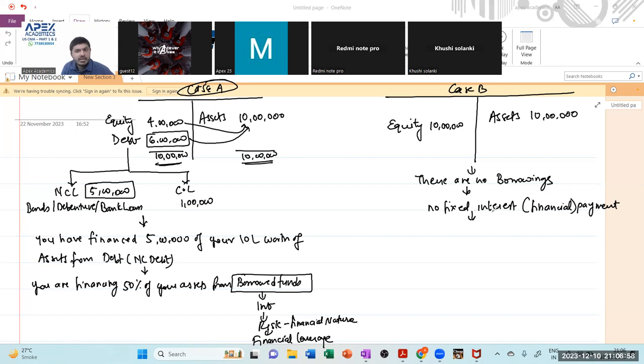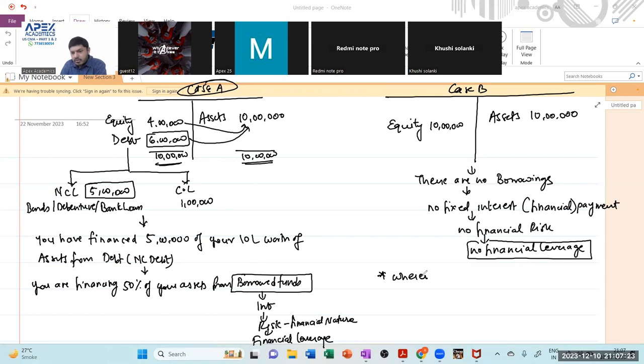Agreed or disagreed? Therefore, there is no financial risk. Therefore, there is no financial leverage. Agreed or disagreed? Yes or no? Agreed, sir. Everybody says yes? Okay.